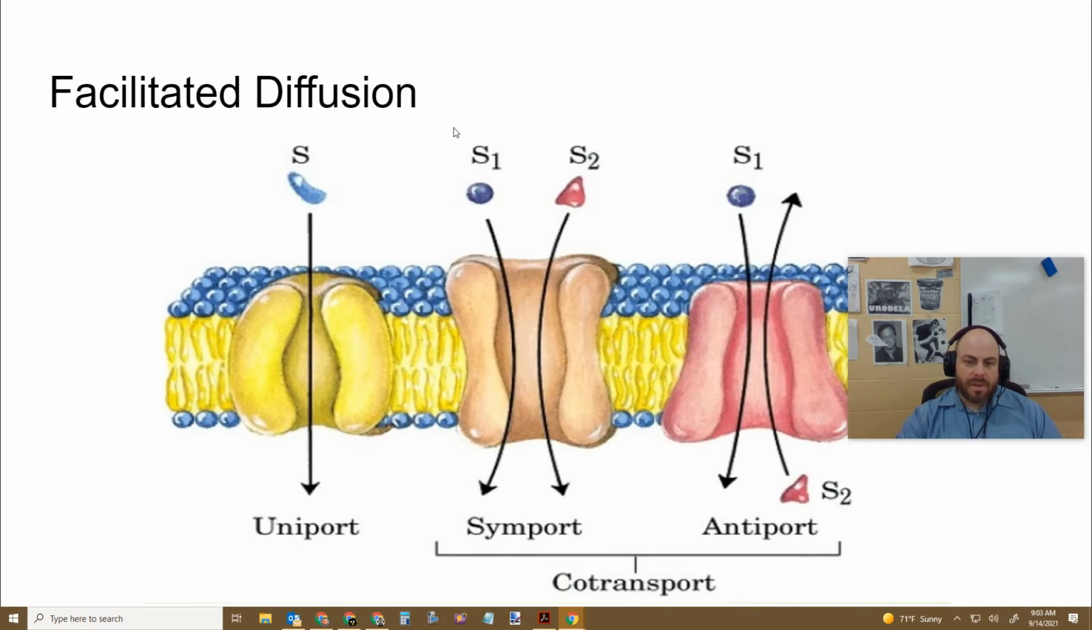Sometimes you'll see a situation like that. We'll see a couple of examples of that in another unit. And then this is antiport, where they're going opposite. Sym means together, anti means opposite. And so S1 goes through one way, S2 goes another way. We'll talk about something called a sodium-potassium pump, for instance, where sodium is pumped one way and potassium is pumped the other through the same mechanism, through that same protein pump.